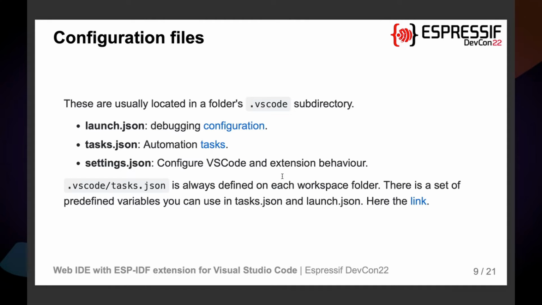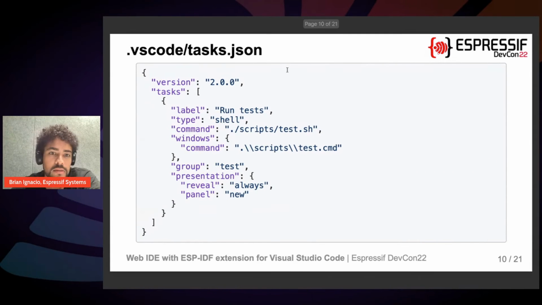The tasks.json is always defined on each workspace folder, and there is a set of predefined variables you can use in the tasks.json and the launch.json. There are hyperlinks here, but basically this is VSCode documentation. You can see more on the Microsoft VSCode website. This is an example of a tasks.json. For example, this is just running a shell script. Here you can see the different parts. There is the command, there is the Windows one, and there is also the OS X or Linux equivalent if you need to modify this. The presentation is for the problem parsing step, so you can define how it's going to execute in the terminal and how to capture errors, etc.